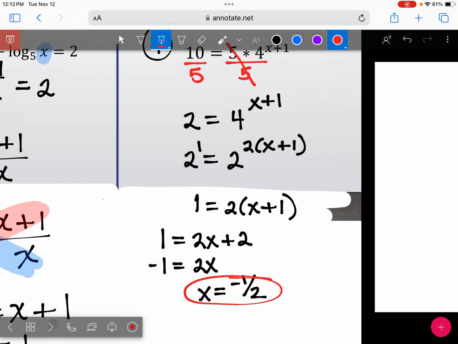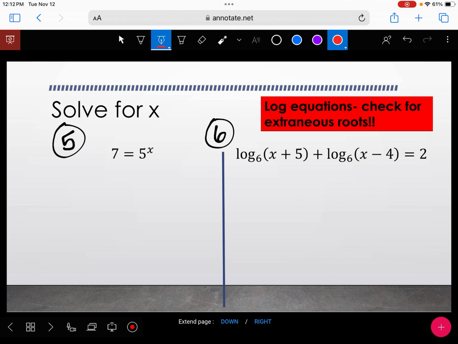All right, last 2. Go ahead and copy these down. And now we're getting into the nitty-gritty. Number 6. Number 5 is the easy one. So we'll do number 5 in a couple of minutes. But 6 is going to take a lot of time.